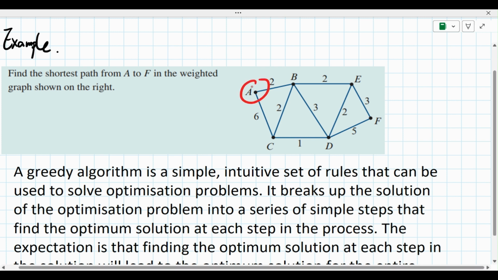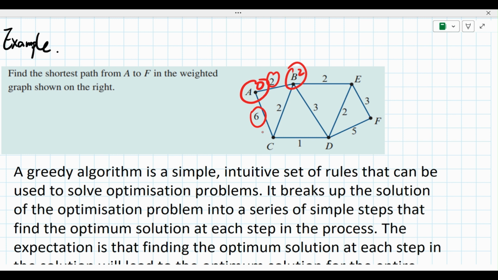Because there's no circle yet, that's 0. Starting vertex A is connected to B and C. Vertex B is assigned 2, and vertex C is assigned 6. Vertex B is circled because it's the lowest value, so we say 2, and this is 6.